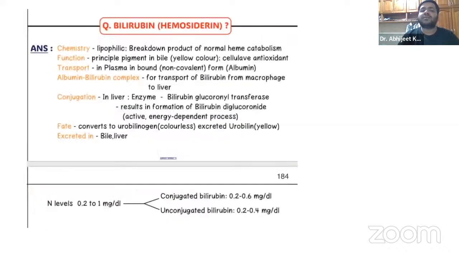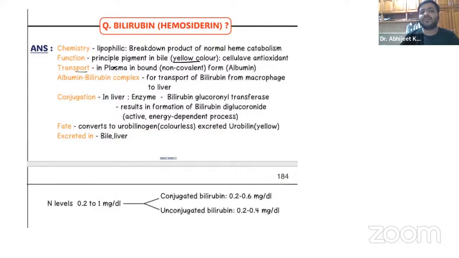Coming on to the next part, that is the bilirubin hemosiderin, right? So just remember the basic chemistry about it. Basically, the breakdown of the normal heme catabolism. Now, you already know the principal pigment is in bile. That's why your feces are yellow in color, right? The yellow color. So that is what you have to remember.